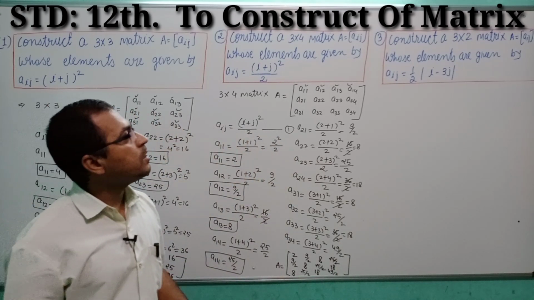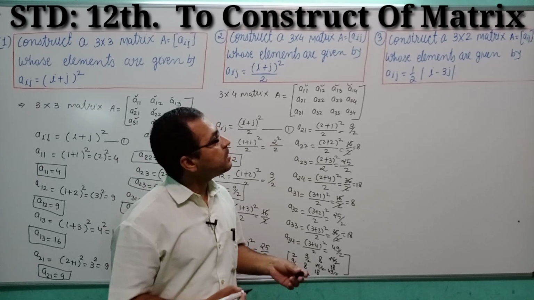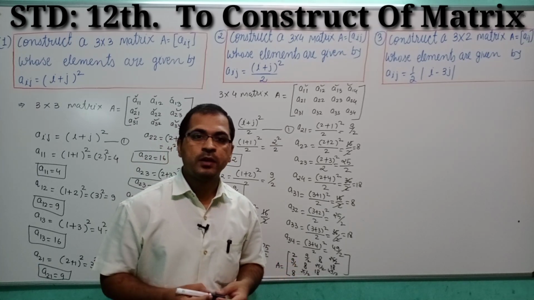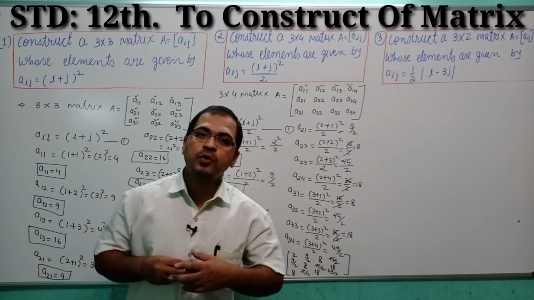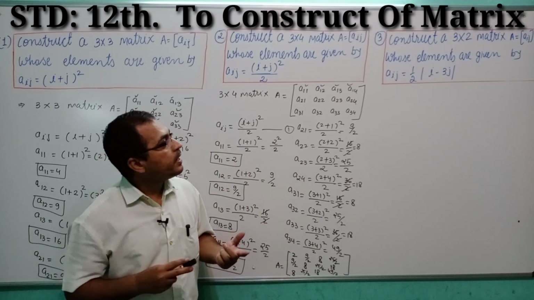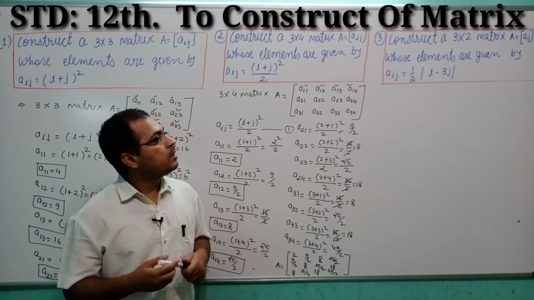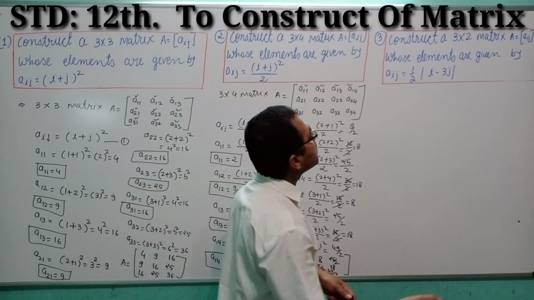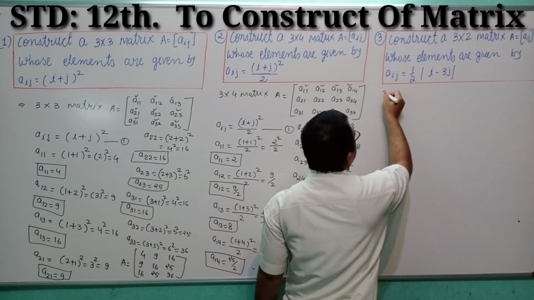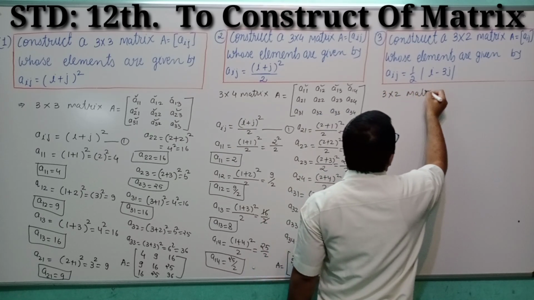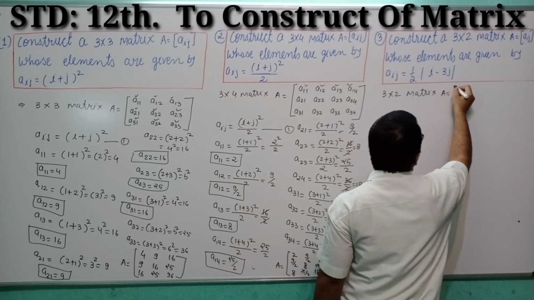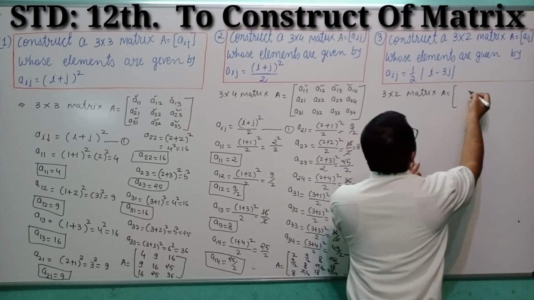Okay, moving to the third question. Students, in this question you will have to find out the matrix having order 3 by 2. It means there should be 3 rows and 2 columns. Okay, first of all, writing the matrix 3 by 2. So what will be the 3 by 2 matrix? Means 3 rows.